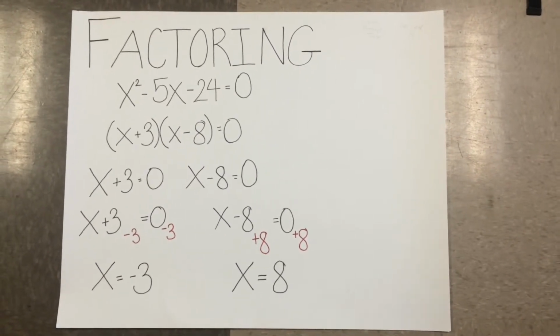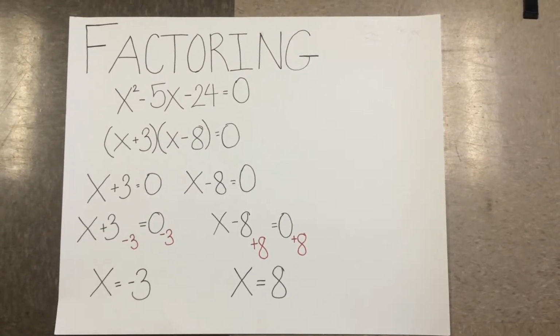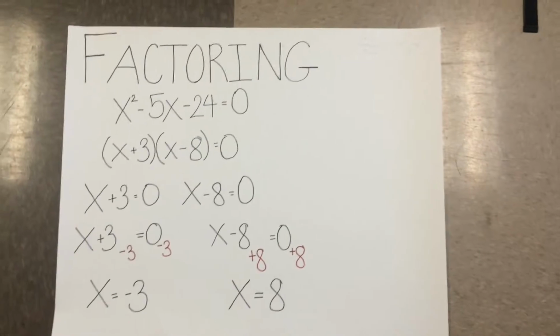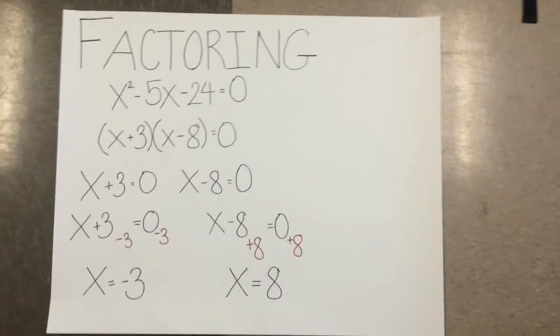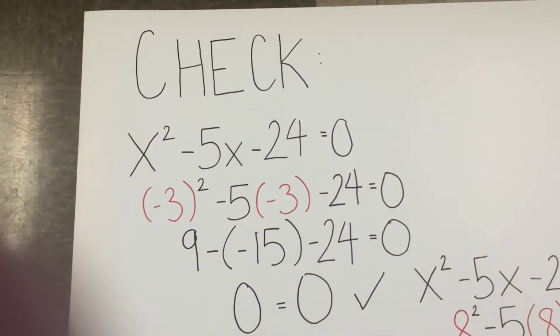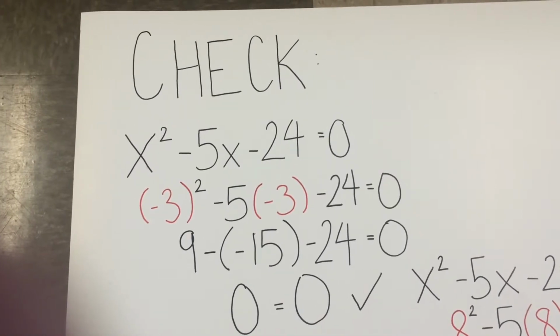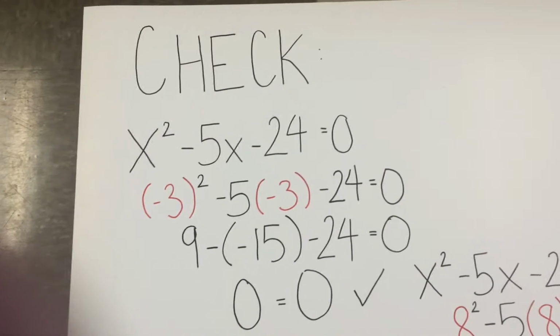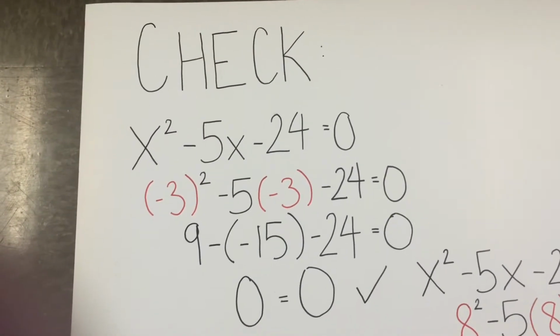Based on the factoring and getting them to equal 0, we concluded that x equals -3 and x equals 8. So we got both of our answers. To check your work, substitute your two solutions for x into your original equation. Both of our x's were -3 and 8.